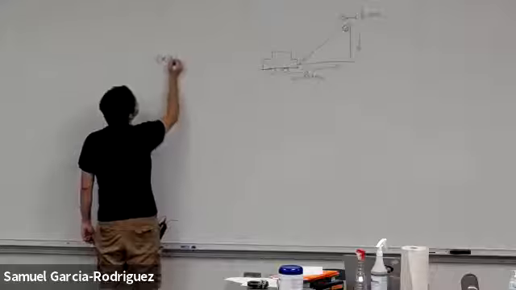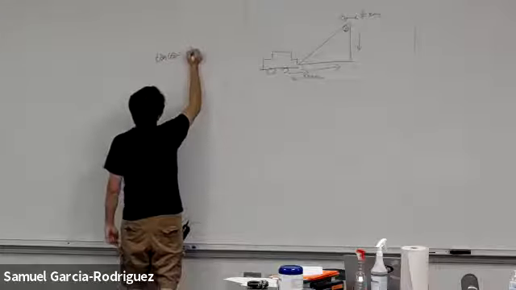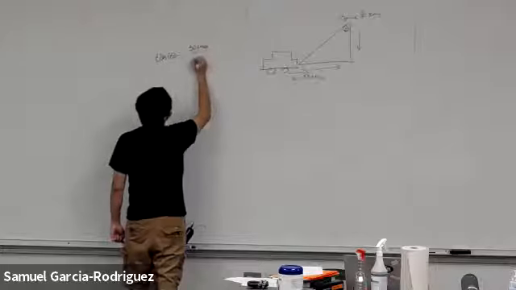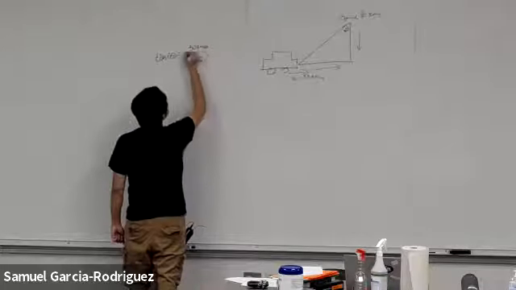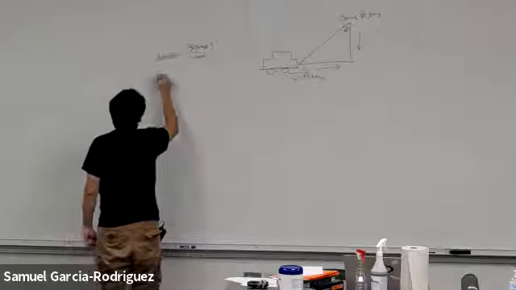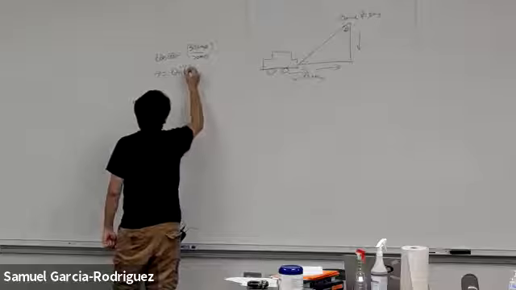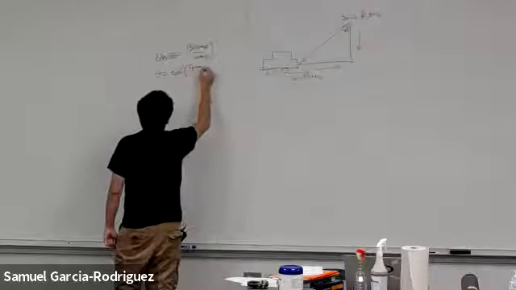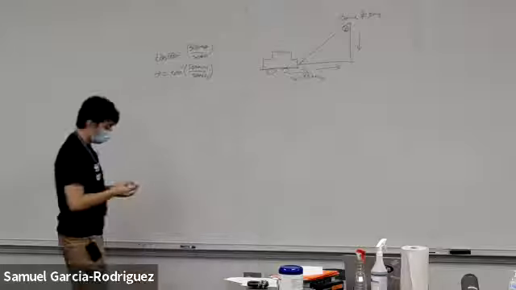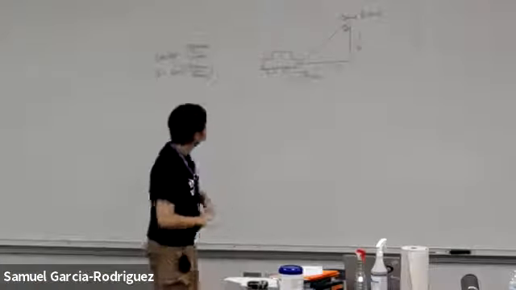Tangent of theta is equivalent to 50 kilometers an hour over 30 meters per second. Inverse tan, so theta is equivalent to tangent inverse of 50 kilometers per hour over 30 meters per second. Do not just plug that into the calculator. There is a big problem with this.